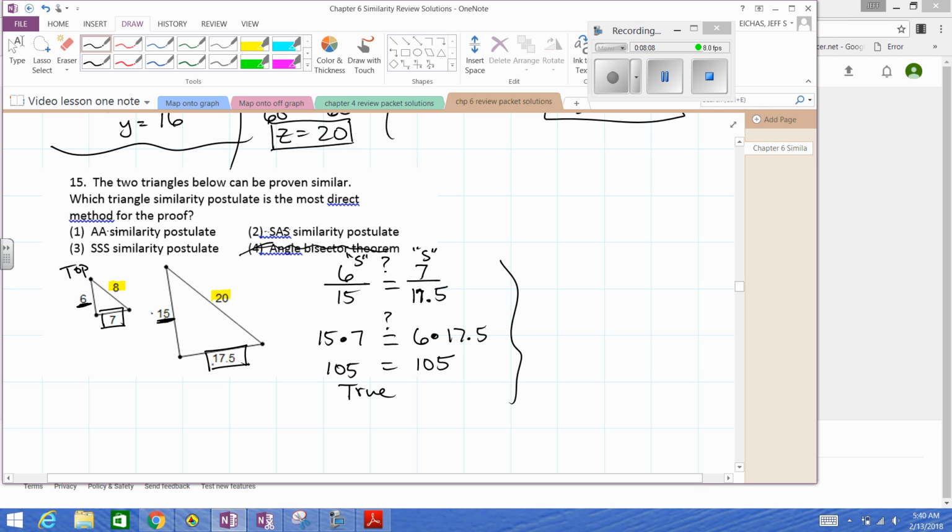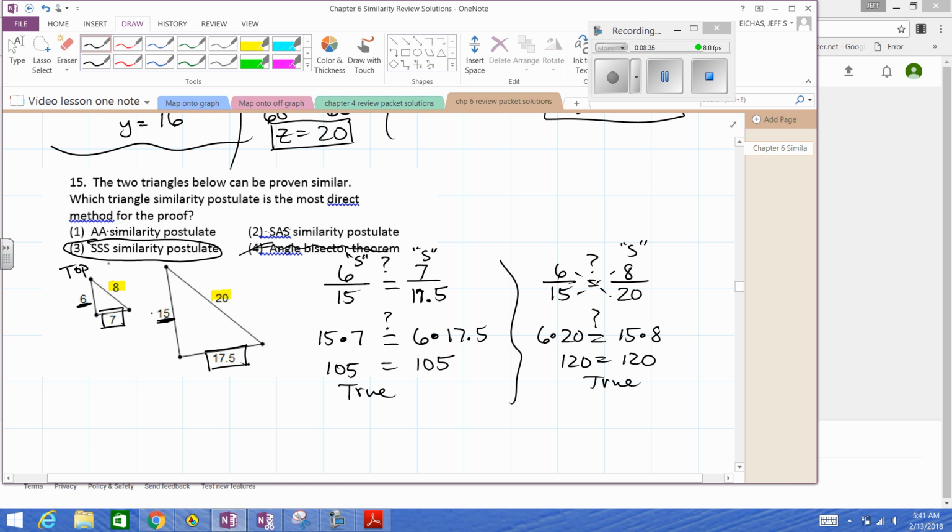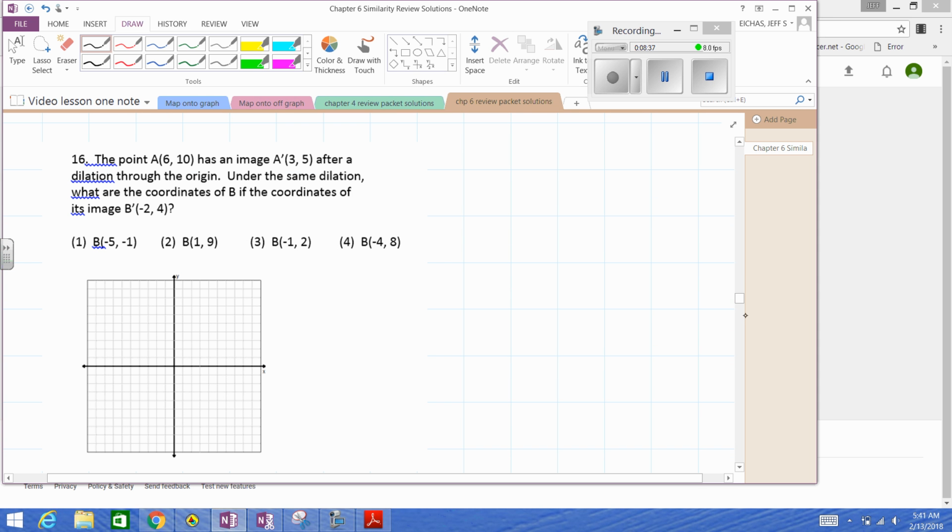So let's just stick with 6 and 15. But now let's go grab 8 and 20. Now again, it's a question mark. We're trying to find out. Use cross products, 6 times 20 and 15 times 8. Now they do both become 120. Since that is true, that's our third S, the pair of corresponding sides that are proportional. So there it is, side, side, side.